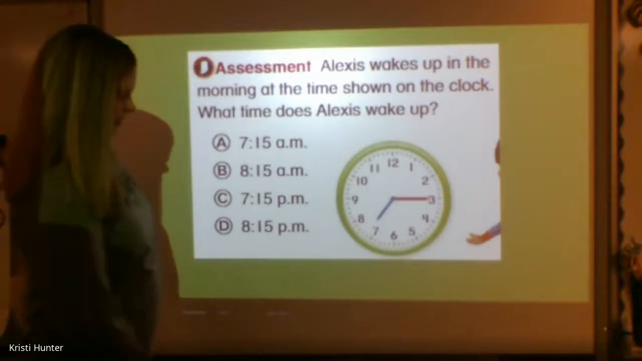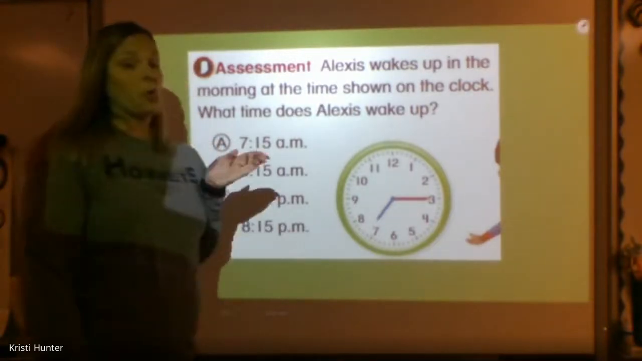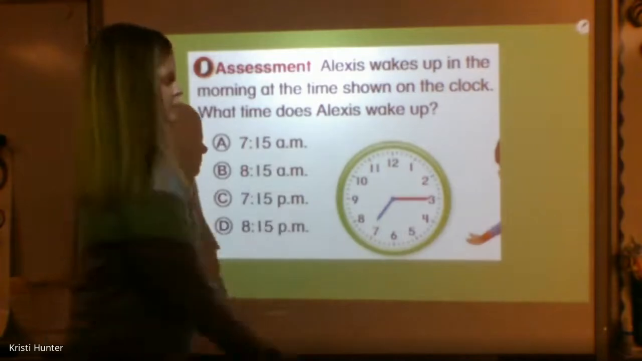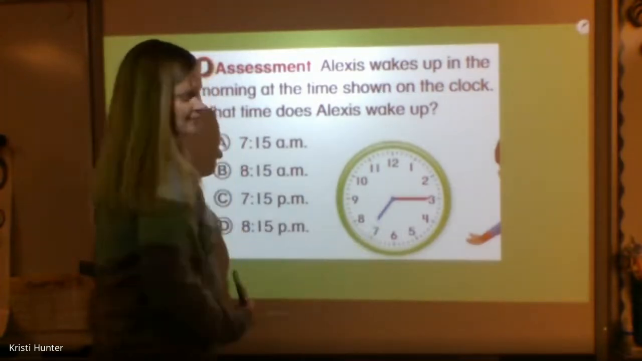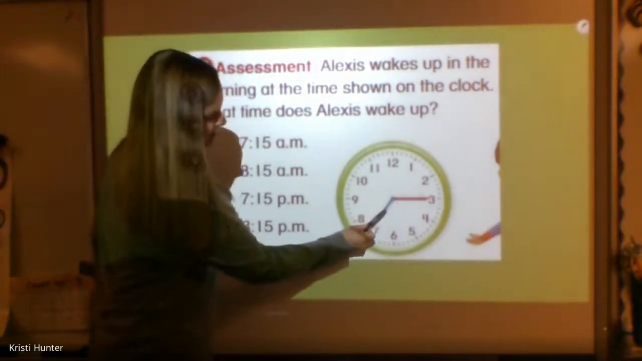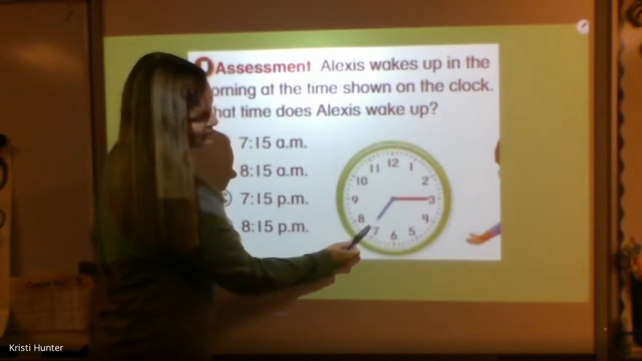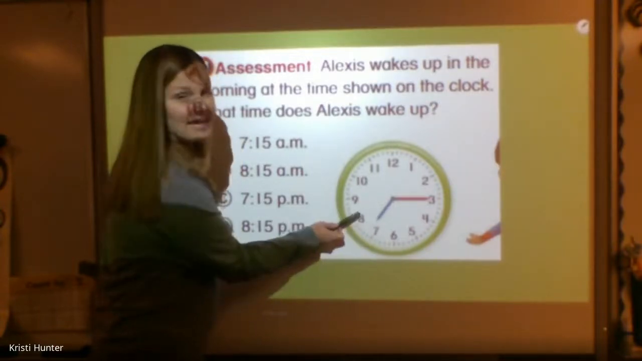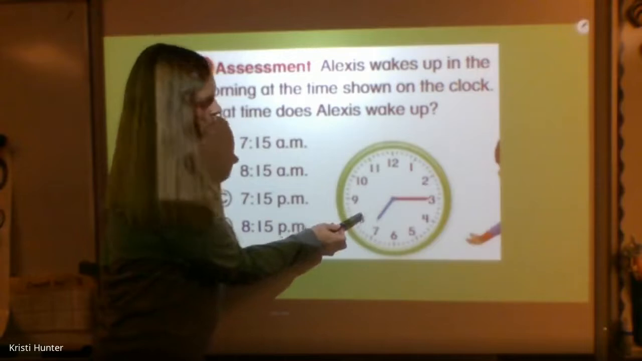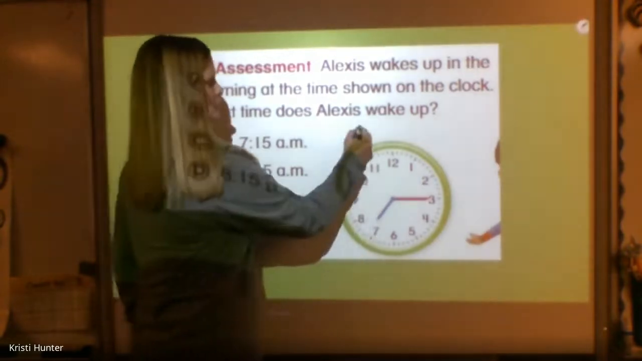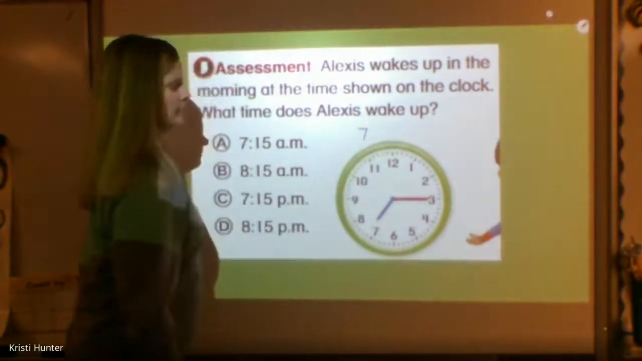So let's take a look. I need my short hand first. So that's this little one here. It didn't reach out and touch a number. It's pointing between the 7 and 8. So has it made it to 8 o'clock yet? Nope. Still 7 o'clock. So I'm going to write that up there to help me remember.